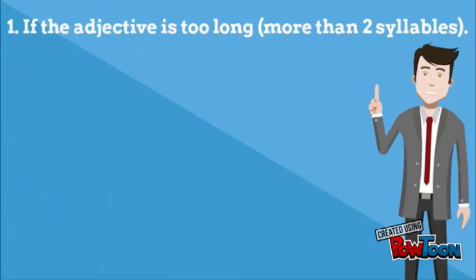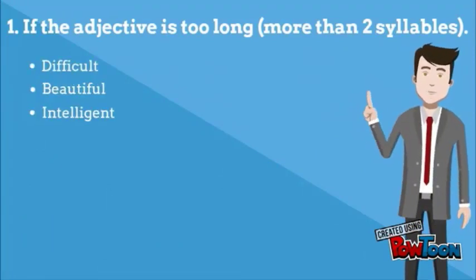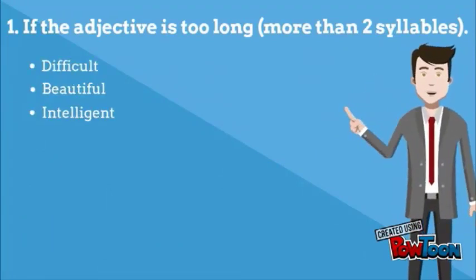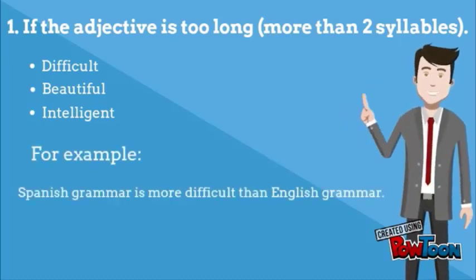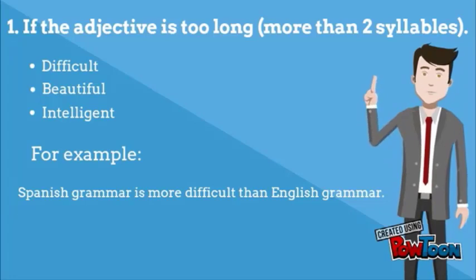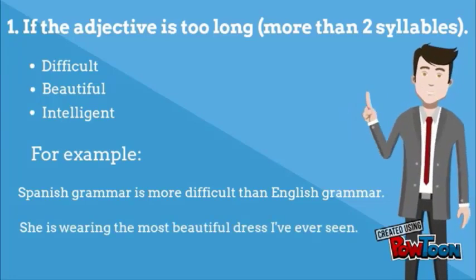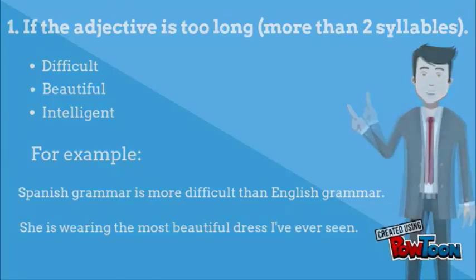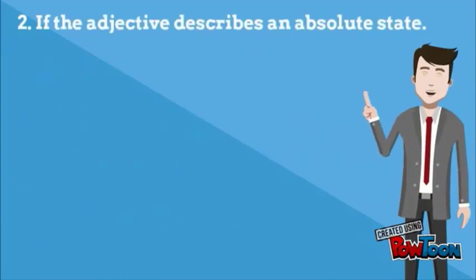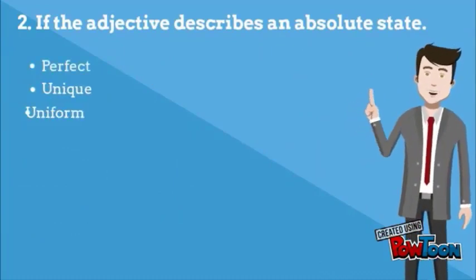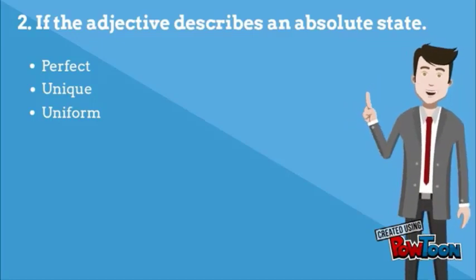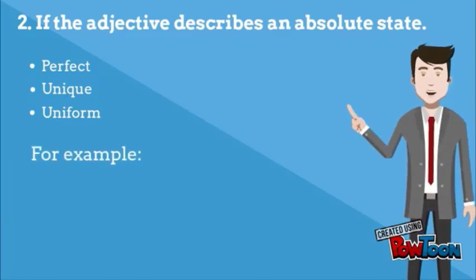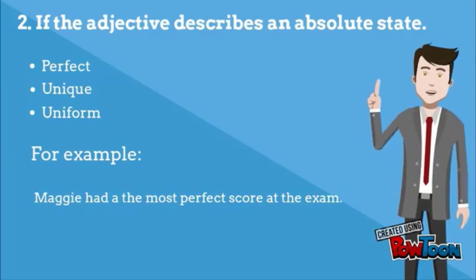First, if the adjective is too long, more than 2 syllables, then you cannot use comparatives and superlatives. For example, Spanish grammar is more difficult than English grammar, or she's wearing the most beautiful dress I've ever seen. Second, if the adjective describes an absolute state, like perfect, unique, and uniform, you cannot use comparatives and superlatives. For example, Maggie had the most perfect score at the exam.